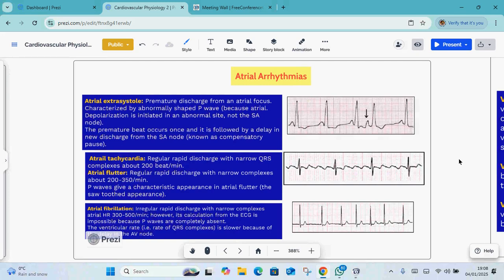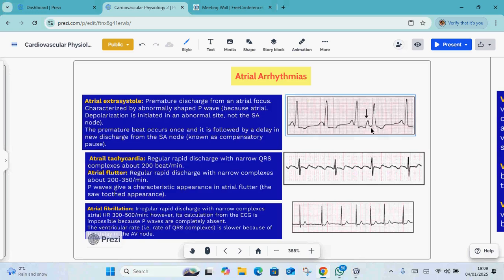I think this is too much. Do you want to continue, or shall we split this lecture into 2 parts? We can revise and then have a second lecture. Or do you want to continue? Let us finish the atrial arrhythmias, and then we will revise and then continue.